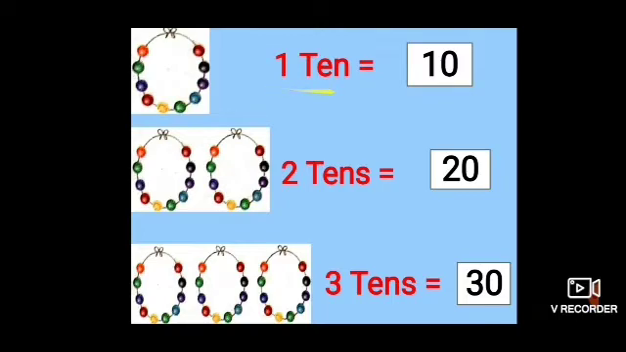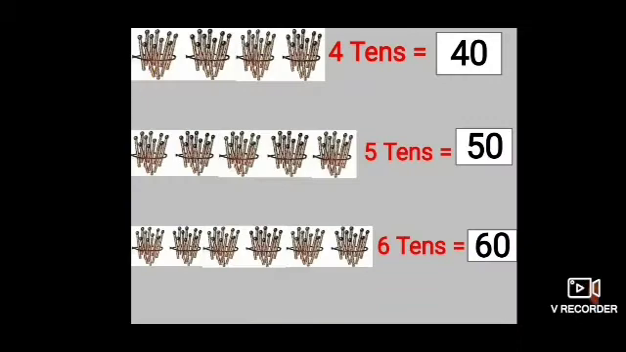1 ten is 1, 0, 10. 1, 2. So, 2 tens are 2, 0, 20. 1, 2, 3. 3 tens are 3, 0, 30. 1, 2, 3, 4. 4 tens are 4, 0, 40. 1, 2, 3, 4, 5. 5 tens are 5, 0, 50. 1, 2, 3, 4, 5, 6. 6 tens are 6, 0, 60.